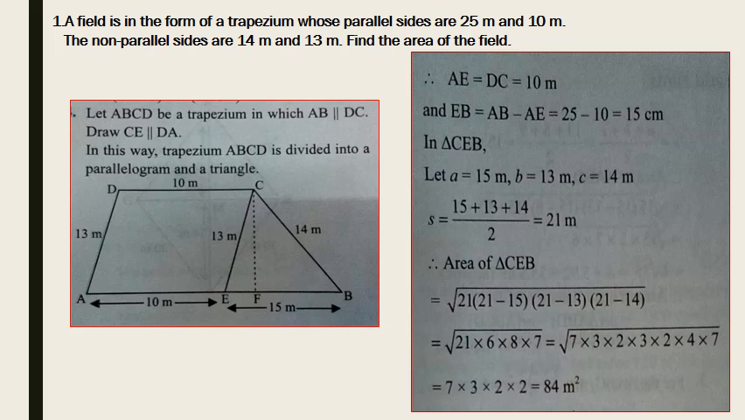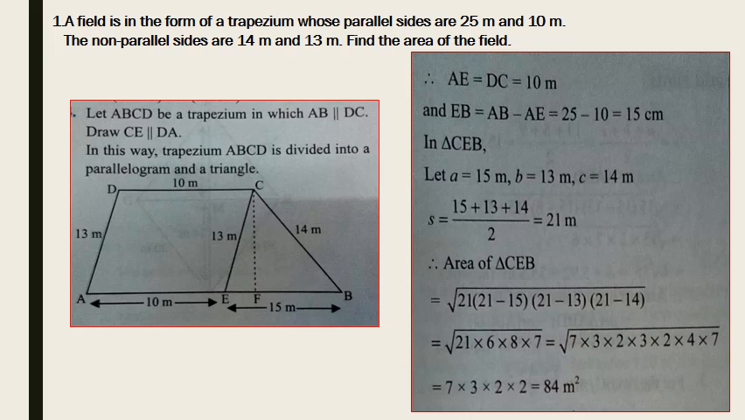So here in trapezium ABCD, AB is parallel to DC, and AD and BC are non-parallel sides. Here DC is given 10 meters and AB is equal to 25 meters. Then the non-parallel sides are given 14 meters and 13 meters. So we are taking BC is 14 meter and AD is 13 meter.